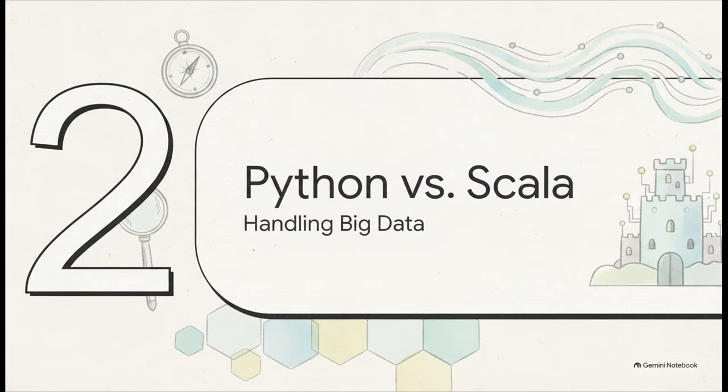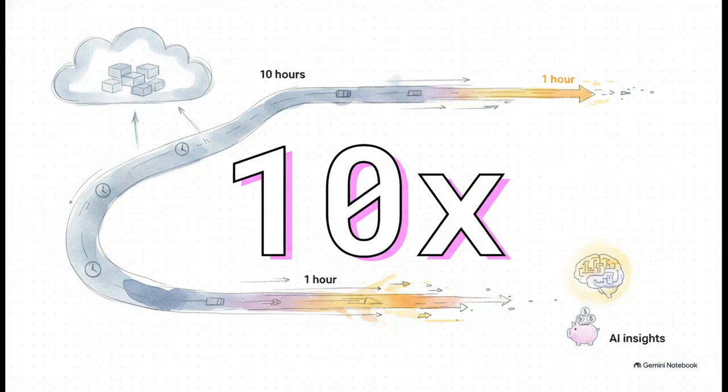Moving to Section 2, let's really dig into this Python versus Scala comparison, specifically when it comes to handling big scale. When processing extremely large data sets, Scala can literally execute operations up to 10 times faster than Python. 10 times. To put that in perspective, imagine an enterprise data pipeline that normally takes 10 hours to run in Python. In Scala, you're finishing that exact same workload in just 1 hour.